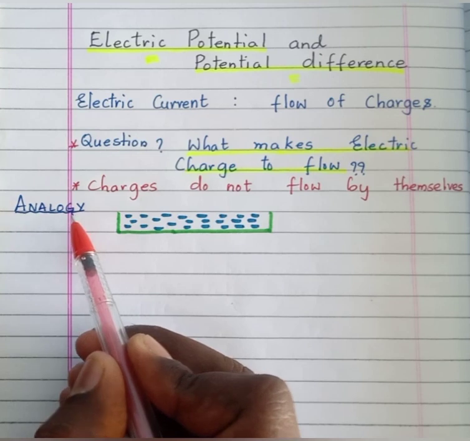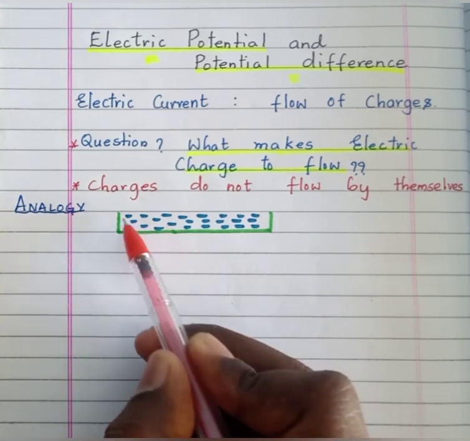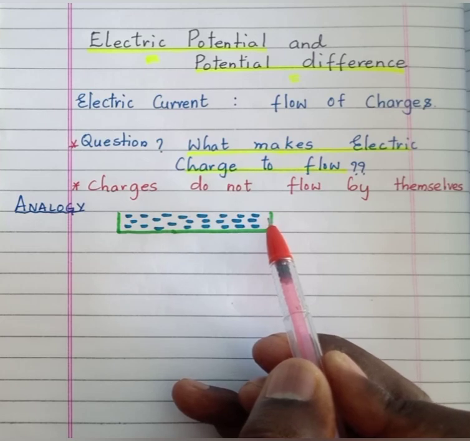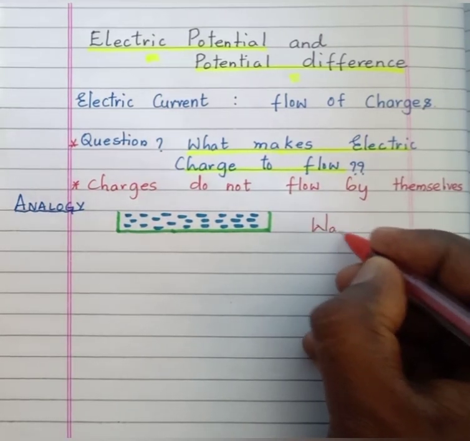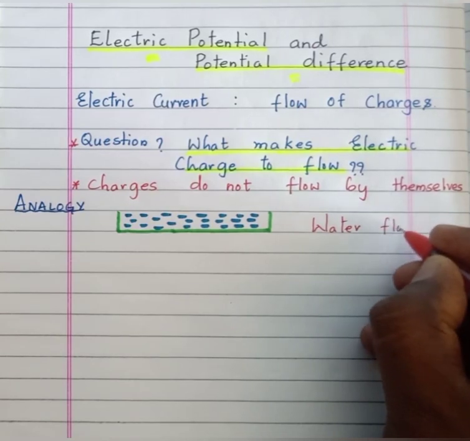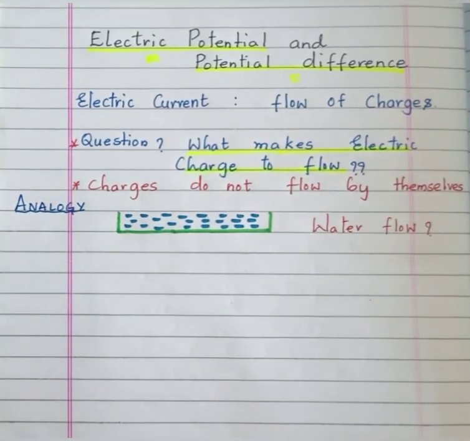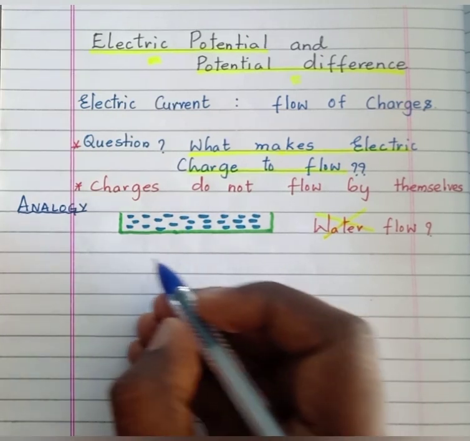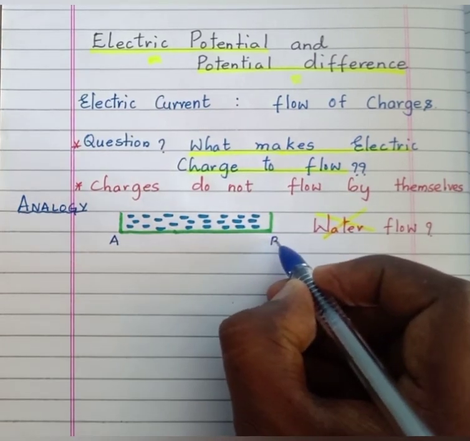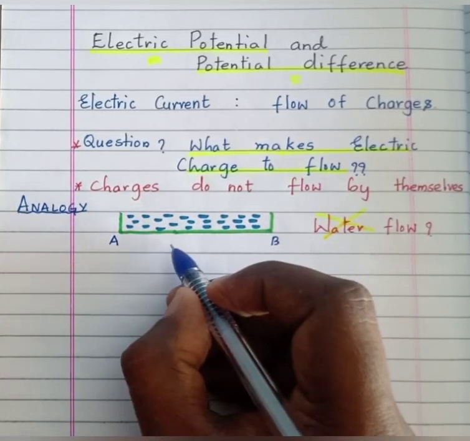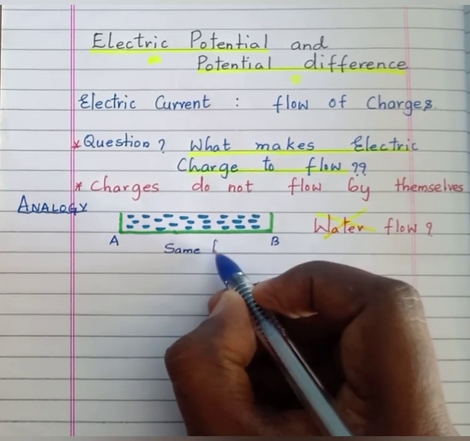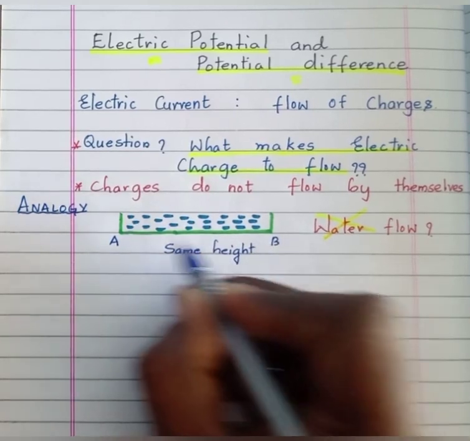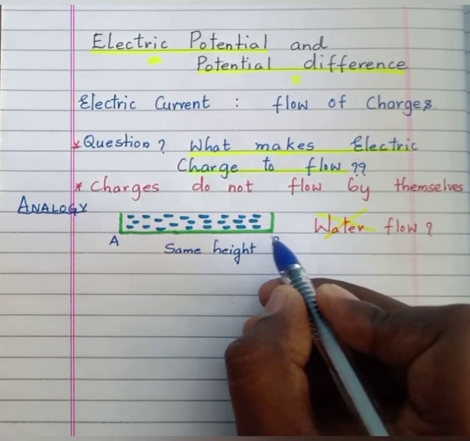Now, check this diagram. Water in a perfectly horizontal tube will not flow. Why? Because water flows from a higher level to a lower level, but if you see, both the levels are the same, that is, if you consider the points A and B, they are at the same level. Points A and B are at the same height, therefore the water will not flow.